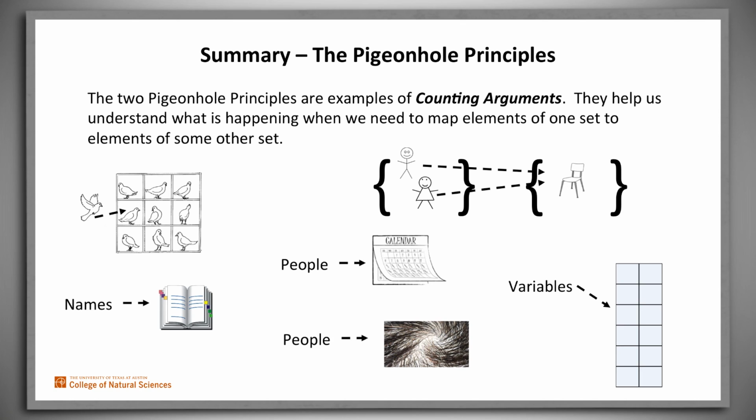We can summarize by saying that the 2 pigeonhole principles are examples of counting arguments. They help us understand what's happening when we need to map elements from one set to another set.